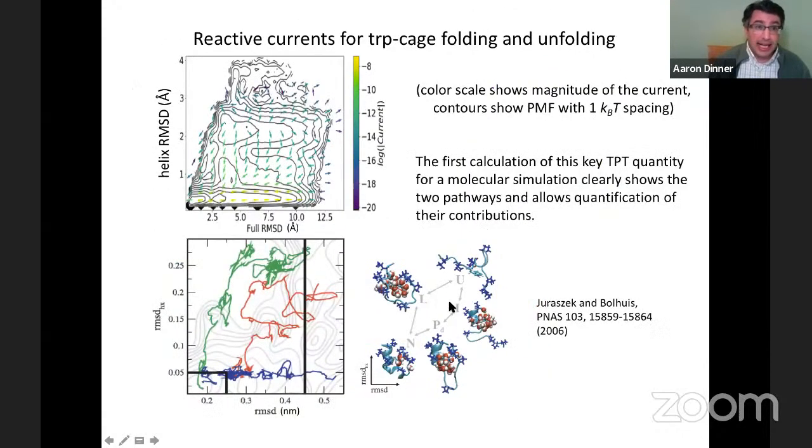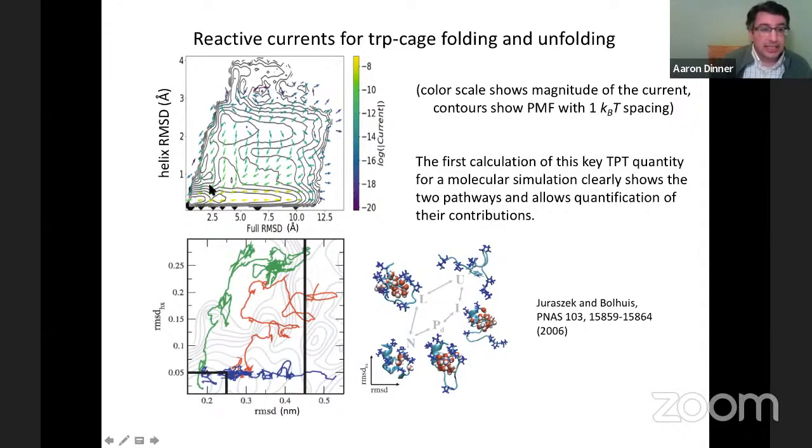Then we can actually get a quantity that hasn't been computed previously, but is quite important in so-called transition path theory, and that's the reactive current. This is, in essence, the local flux through a surface. In Peter's case, he showed just a couple of pathways, in essence the two pathways. We get a much more statistical view from the current.